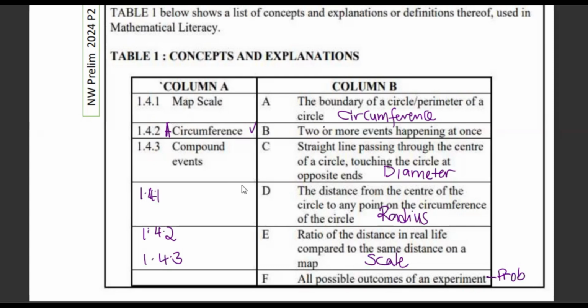B, 2 or more events. This means compound. So here we have the scale as E, circumference as A, and compound event as B. This is supposed to be our answer there. Our answers are supposed to be that. Okay, we look at other questions.